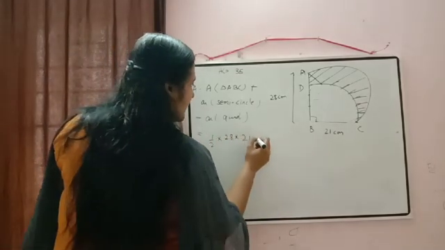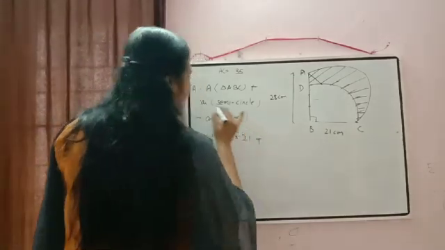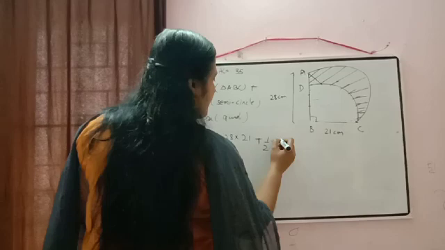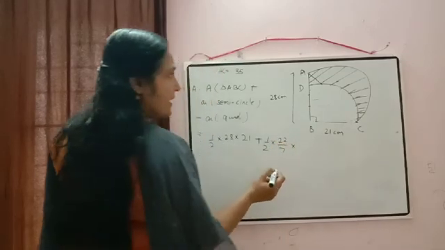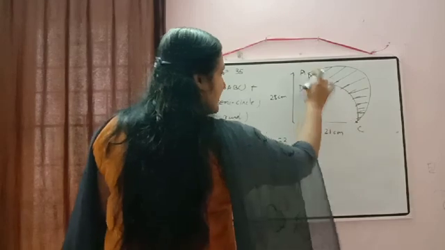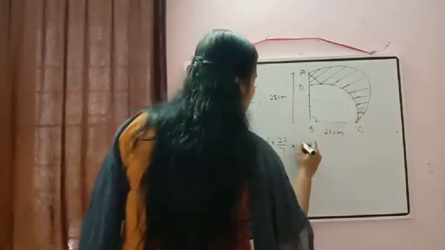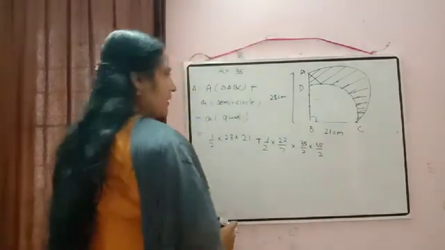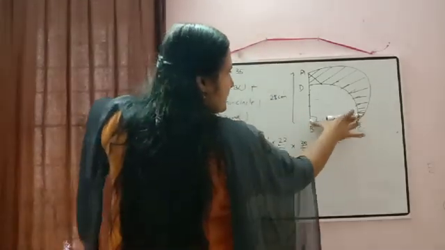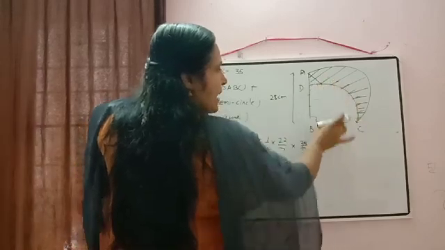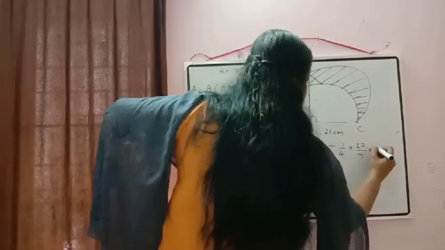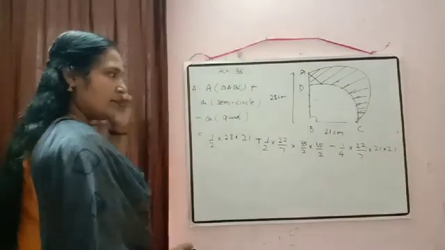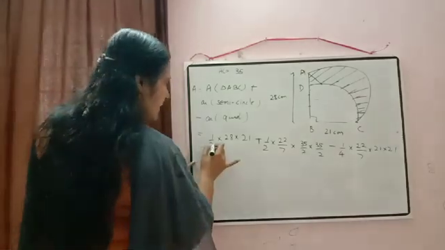So half into 28 into 21 plus area of semicircle, half pi, 22 by 7 into what is the radius? We have AC is equal to 35. So radius will be equal to 35 by 2. So half into 22 by 7 into 35 by 2 into 35 by 2 minus area of the quadrant. Quadrant is this one. Taking BC as the radius, we have drawn the quadrant. So 1 by 4 into 22 by 7 into 21 into 21. Now we can check how we can simplify it. Here it will get cancelled.